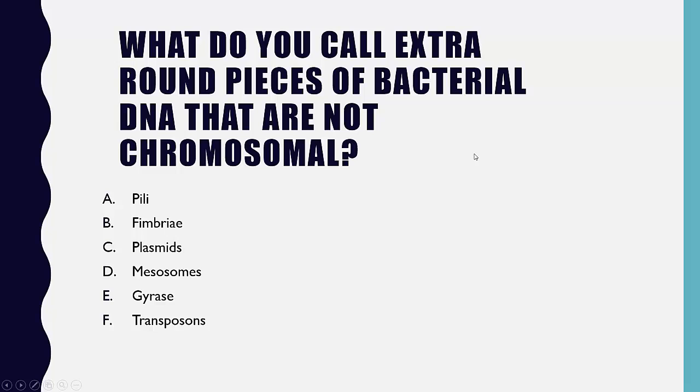All right. What do you call an extra round piece of bacterial DNA that is not chromosomal? Pili, fimbriae, plasmids, mesosomes, gyres, or transposons. Most of these we didn't even talk about. Okay, plasmids, not pili. It's the P word, but it's plasmids.